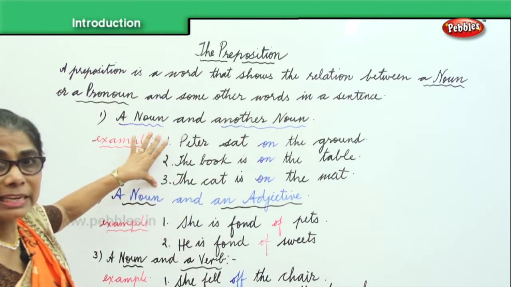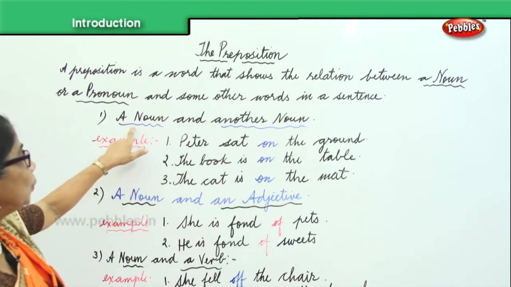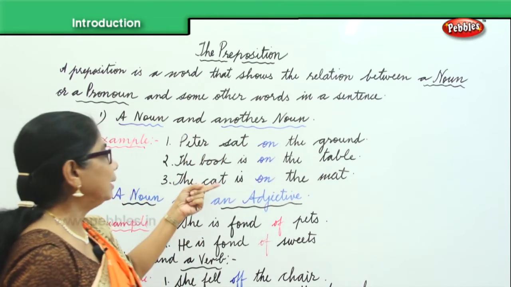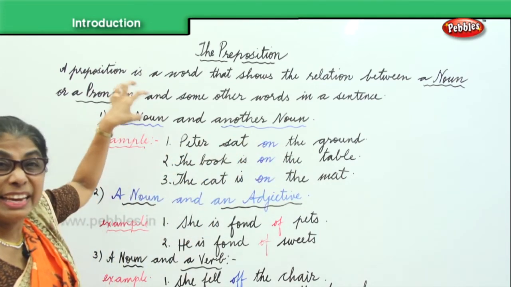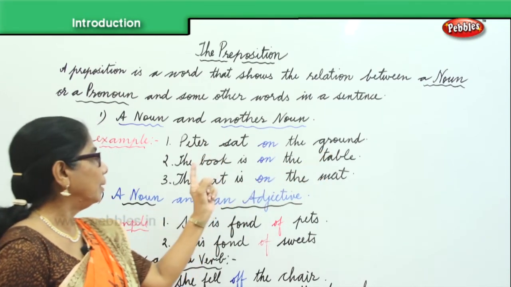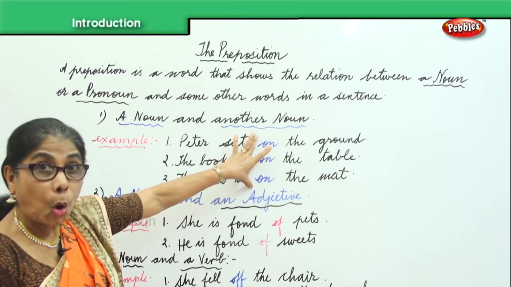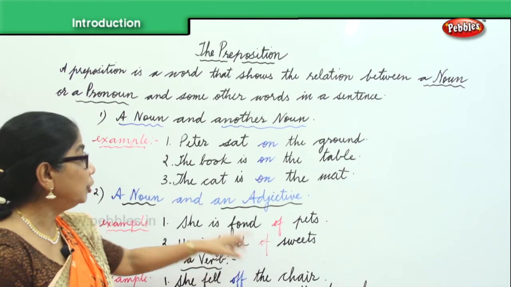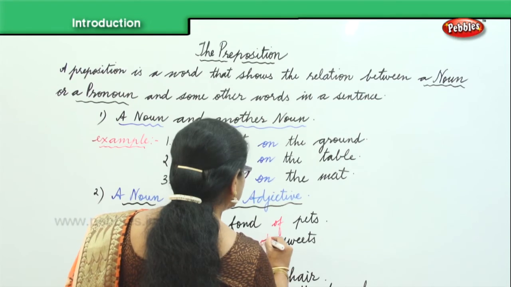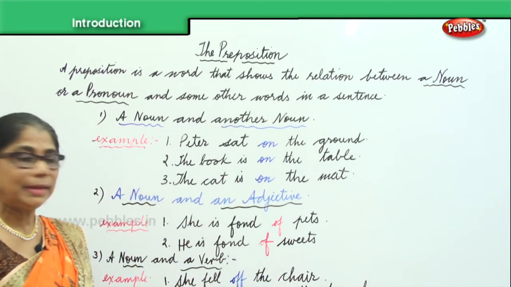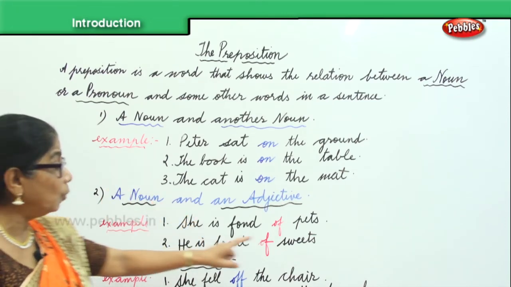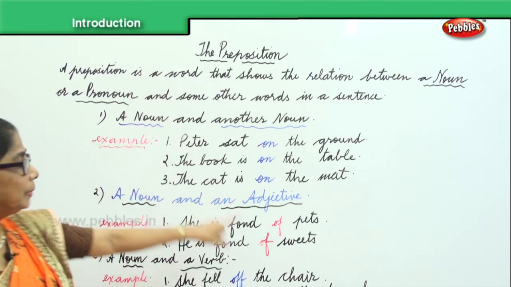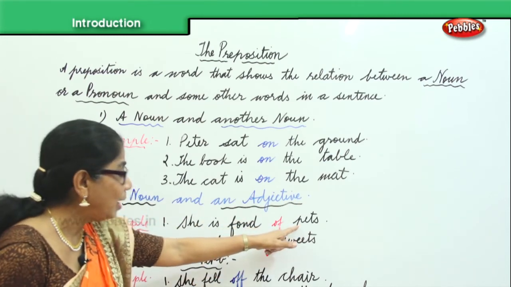Now, in these three sets of sentences, the preposition on shows relation between a noun and another noun. Peter, ground. Book, table. Cat, mat. Now let's look at the second set. The preposition of shows relation between a noun and an adjective. Pet is a noun, sweet is a noun, fond is an adjective. So in the second part, the preposition of shows the relation between a noun and an adjective.